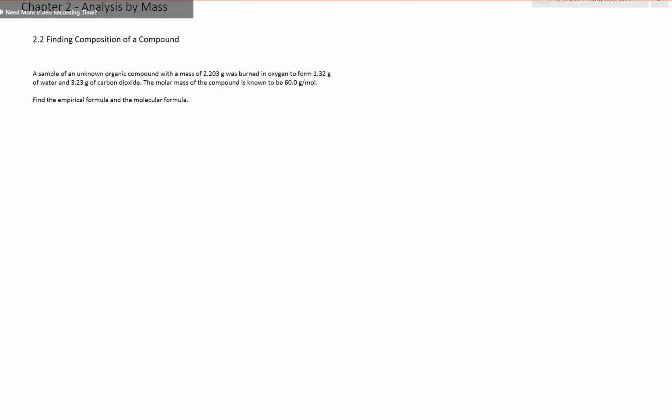Alright, so the first thing we need to do is find the empirical formula. We can't find the molecular formula without the empirical formula first. So, hopefully you guys will pick up on the fact that it says it's an organic compound, okay? So an organic compound means we could have a few things in it. We're told we have water and carbon dioxide being formed, so our options are carbon, hydrogen, and oxygen, okay?